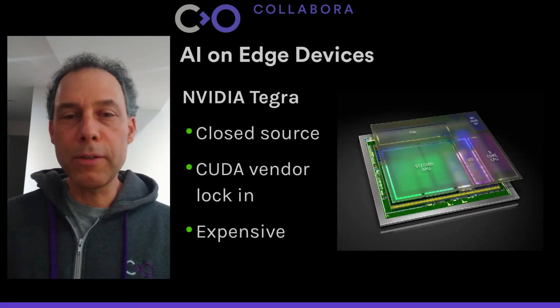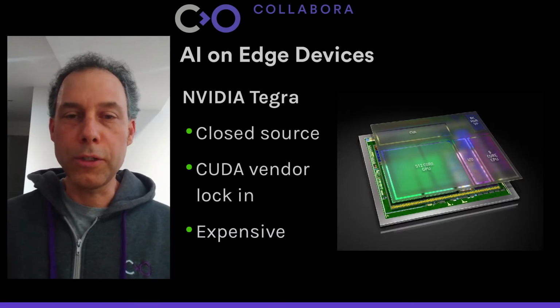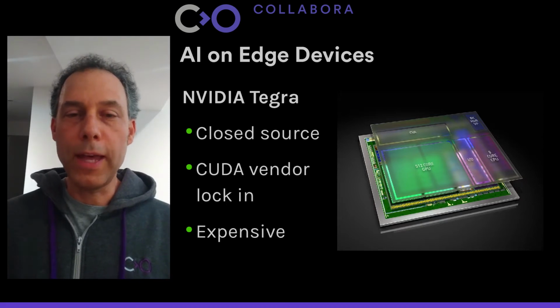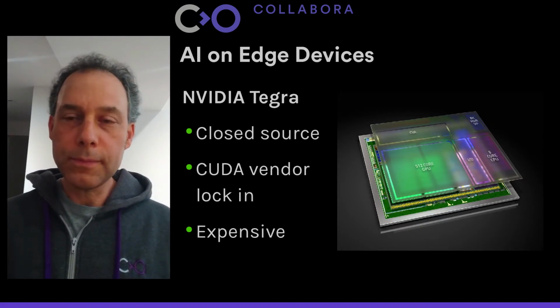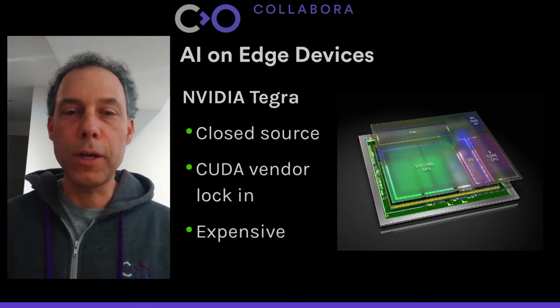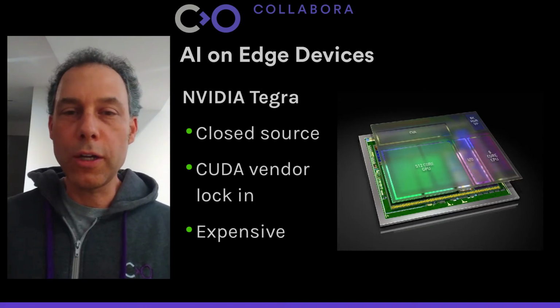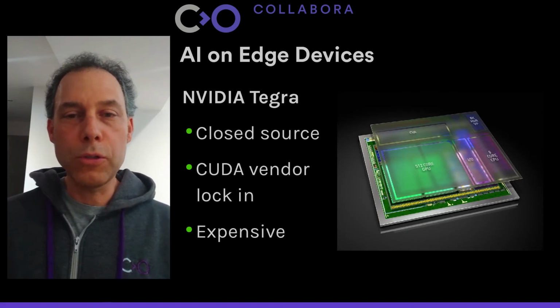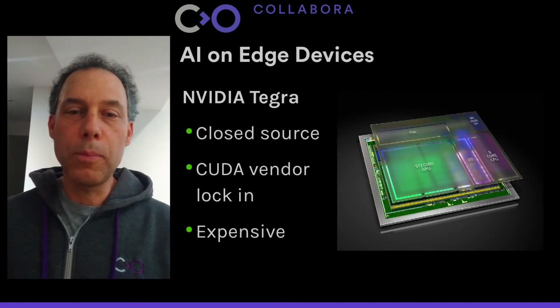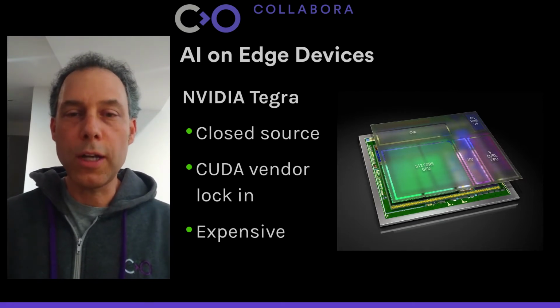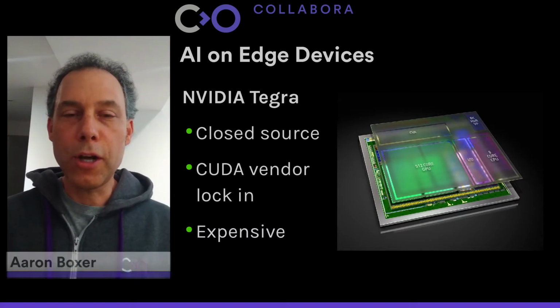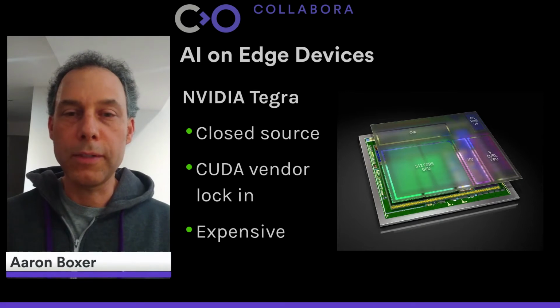Now, we have a number of issues with the Tegra solution. First of all, it's a closed source solution, and so we don't get the advantages of an open system. Second of all, we have lock-in from CUDA, which is the language that Nvidia uses to talk to its hardware. So CUDA only runs on Nvidia chips, and so if you start to use CUDA in your system, then it's very hard to port it to other hardware, and so you're locked in. And because you have that lock-in, partially, they charge a premium on their hardware, so these are very expensive chips.